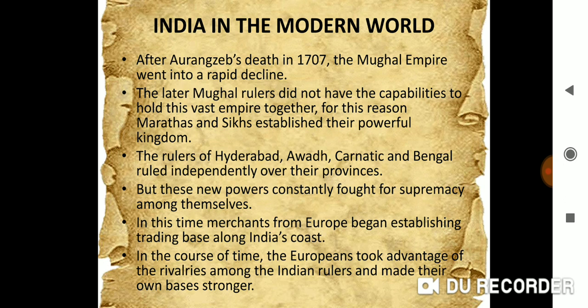In this time, merchants from Europe began establishing trading bases along the Indian coast. At this time, all of you know, in the time of Jahangir, the Europeans, basically the Britishers, got the right to establish their factory in Surat. But at that time, so many European companies, not only the British East India Company, established their trading bases along India's coast. And in the course of time, the Europeans took advantage of the rivalries among the Indian rulers and made their own bases stronger. So Europeans got an opportunity.